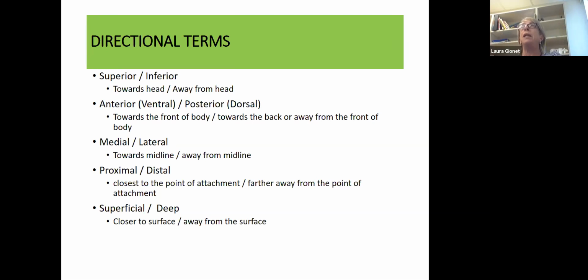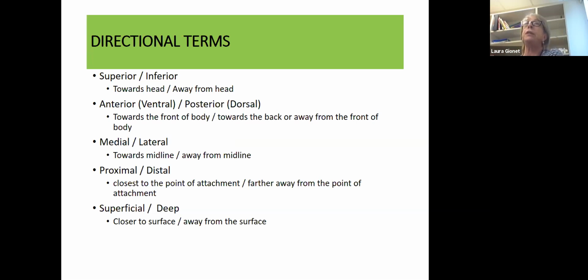So let's say we wanted to compare the nose to your chin. Your nose is superior to your chin, but your chin is inferior to your nose. So when we're looking at these 2 points of anatomy, one of those is closer to the head and one is farther away from the head, or maybe toward the tail end of the individual. Superior means toward the head, inferior means away from the head. Your nose is superior to your chin, but your chin is inferior to your nose.